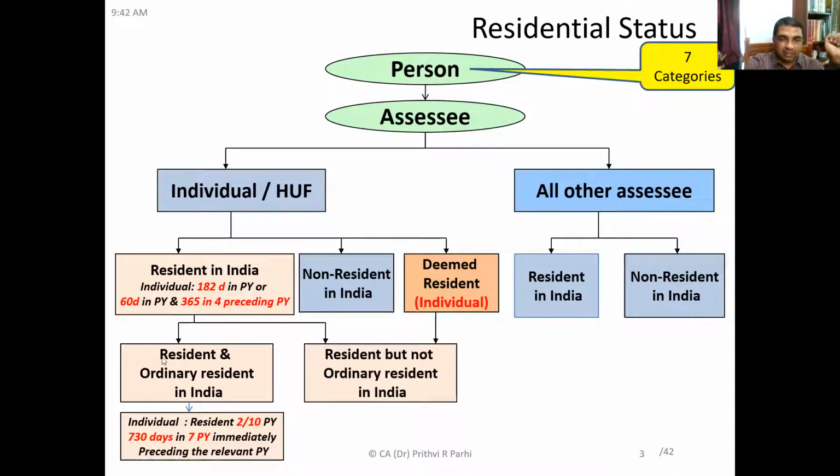That means for individual and HUF, there are 3 possibilities: resident and ordinarily resident, resident but not ordinarily resident, or non-resident. And there is one more concept which is called deemed resident. This is applicable only to individuals, and they will always be treated as resident but not ordinarily resident.